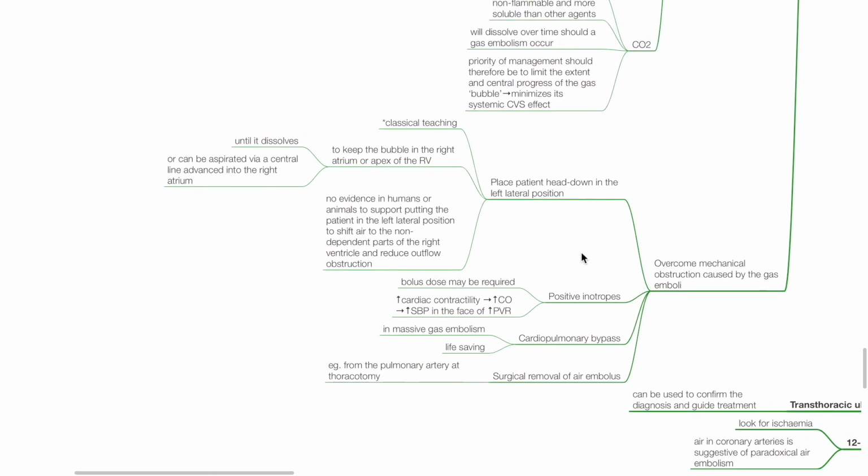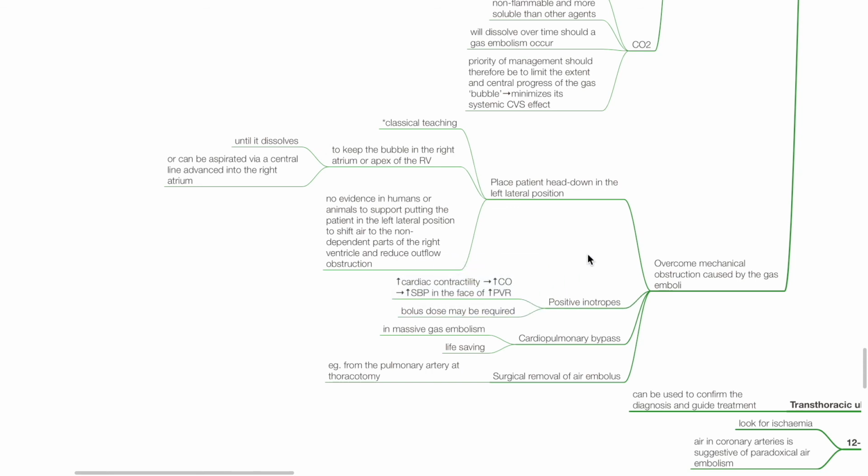Overcome mechanical obstruction caused by the gas embolism by placing the patient head down in the left lateral position. This is a classical teaching. The purpose is to keep the bubble in the right atrium or apex of the right ventricle until it dissolves, or can be aspirated via a central line advanced into the right atrium. However, there is no evidence in humans or animals to support putting the patient in left lateral position to shift air to the non-dependent parts of the right ventricle and to reduce outflow obstruction.